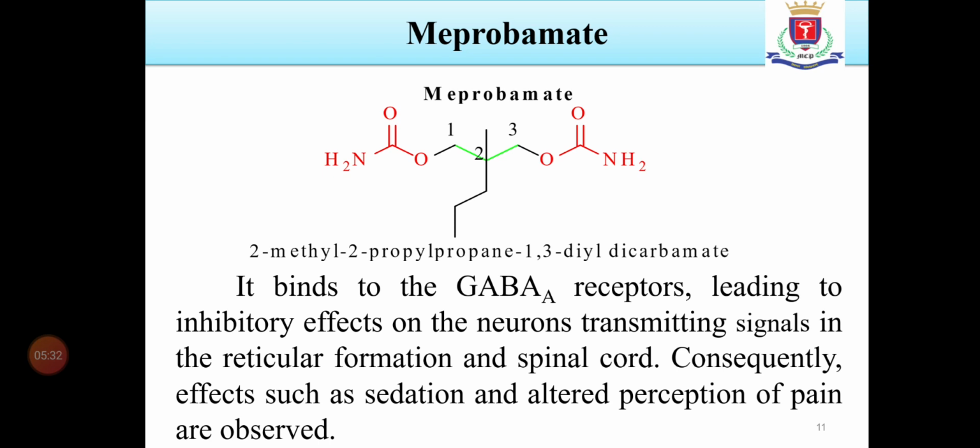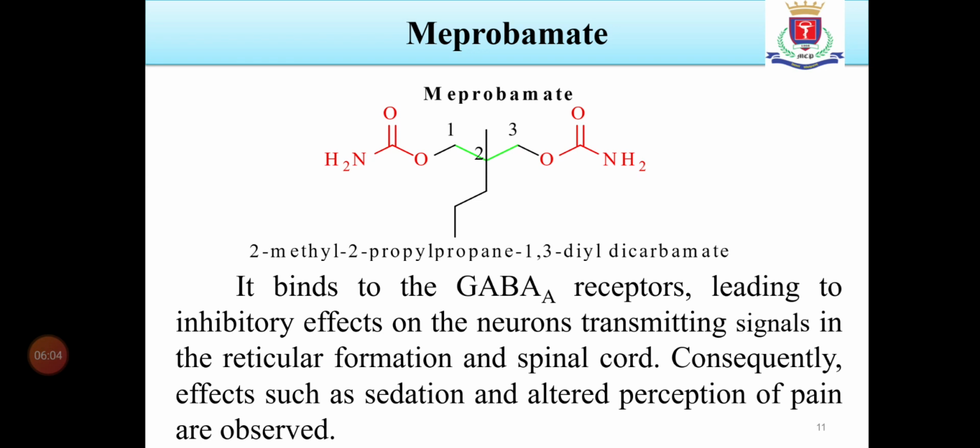That's why the name of the drug is given as a carbamate, and it's a propane derivative. That's why the name given is 2-methyl 2-propyl propane 1,3-diol dicarbamate. At the 2 position, there is a methyl substitution on a propane, which is at the upside. On the propane, there is one more substitution, that is a propyl, which is again on carbon number 2, which is at the downside.